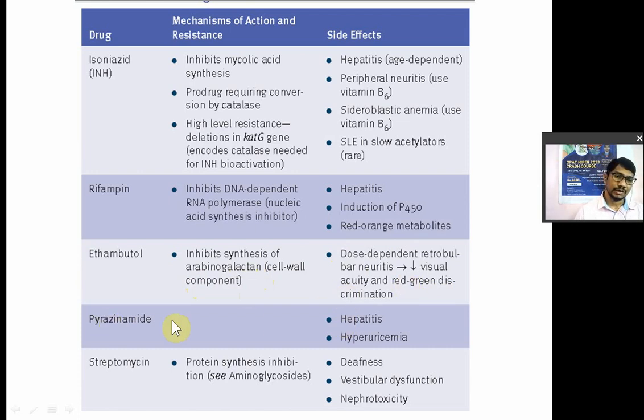Next drug is pyrazinamide. It has hepatitis and hyperuricemia as adverse effects. Next drug is streptomycin. It acts on protein synthesis. It is an aminoglycoside. It causes deafness, vestibular dysfunction and nephrotoxicity.